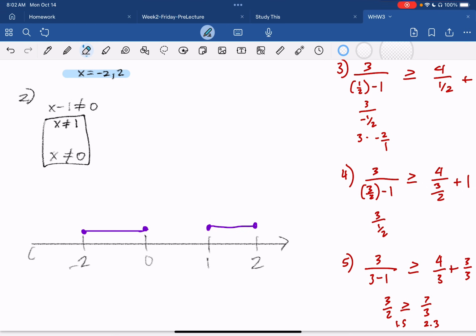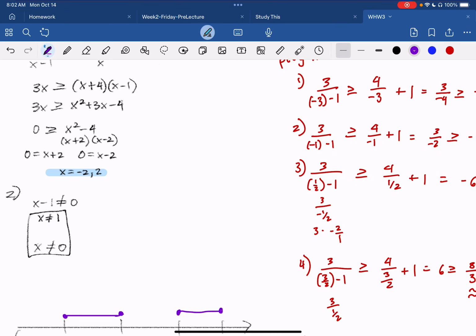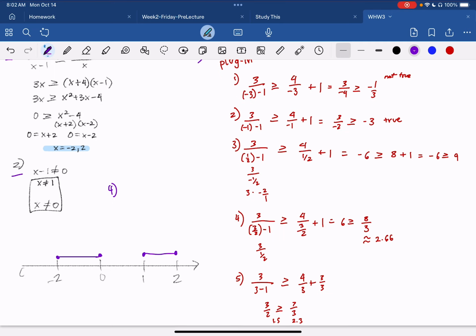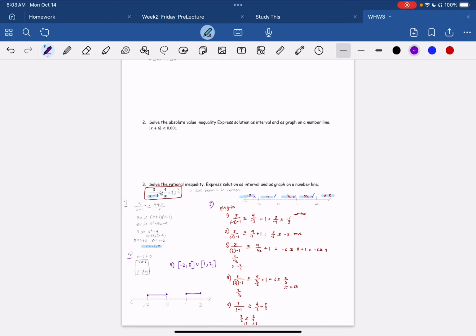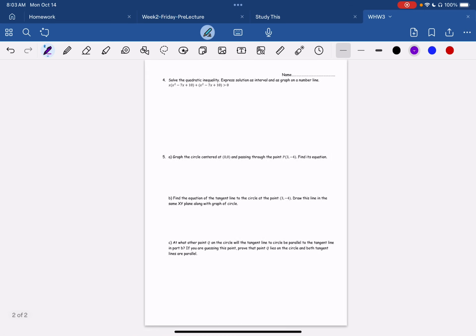So my last step, final step. So this was step one, step two, step three. So my final step is step four, is writing it in interval notation. I do brackets, -2, comma 0, bracket, union, 1, comma 2. That should be right. Okay, so that was the first question.